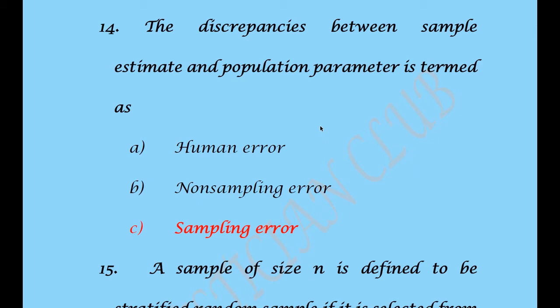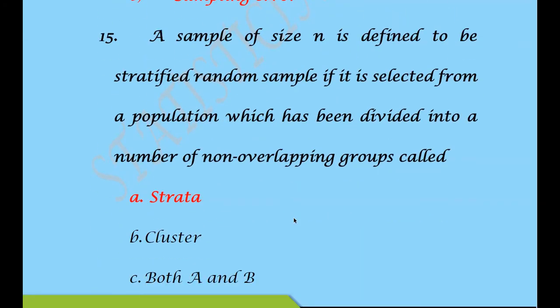The discrepancies between sample estimate and population parameter is termed as human error, non-sampling error, sampling error. The right answer is sampling error, because it is the discrepancy between sample estimate and population parameter. So it is called sampling error. A sample of size n is defined to be stratified random sample if it is selected from a population which has been divided into a number of non-overlapping groups called strata, cluster, both A and B. Right answer is strata.